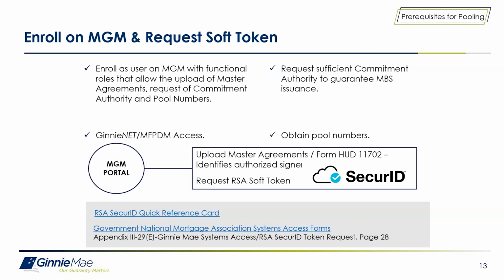So if that is something that you need to do in your shop, make sure you have that person who's going to get a token, who's going to be the person who submits either master agreements, either new pools, or even doing commitment authority. That person needs to be on the company 11702, and the person is going to go through the process of getting a RSA soft token. And just to have some reference here for the RSA quick reference card, and also how to get that form to send it in.